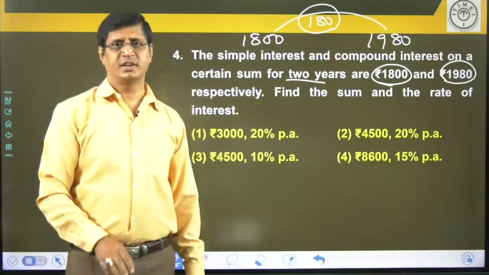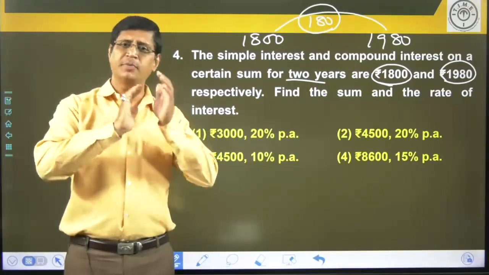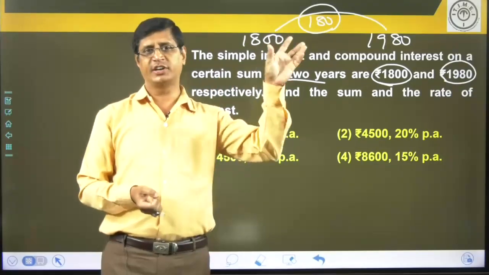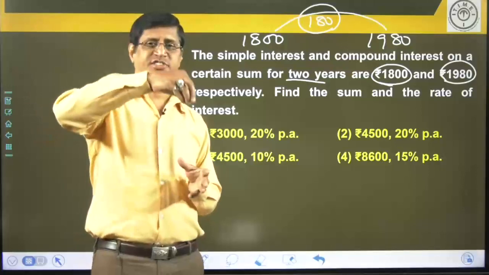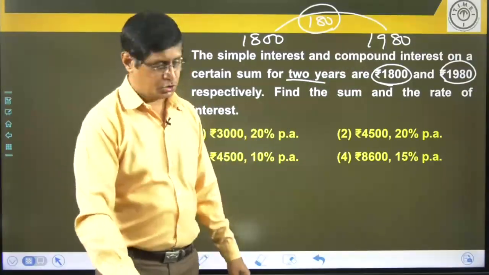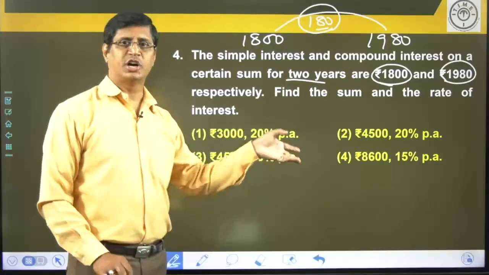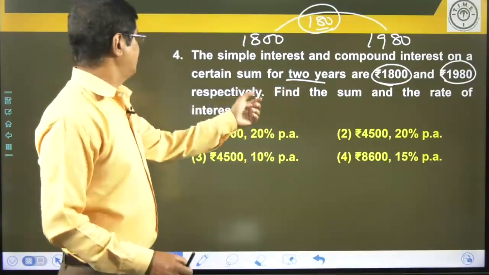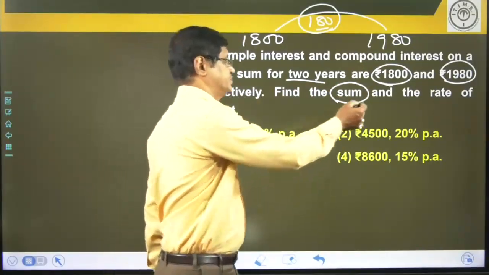Simple interest will not be added to the principal, whereas in compound interest, it will be added to the principal. And compound interest means charging interest on interest. And interest మీద మళ్ళీ interest charge చేస్తాడు. అది compound interest. So here it is making 180 extra because of charging interest on the previous interest. Now, what to find here? Find the sum and the rate of interest.